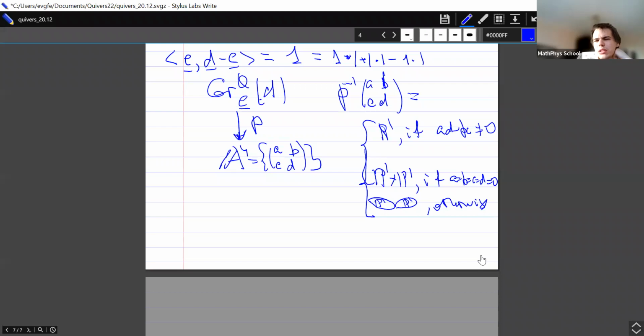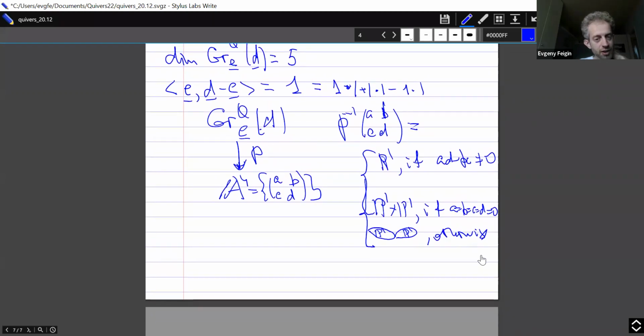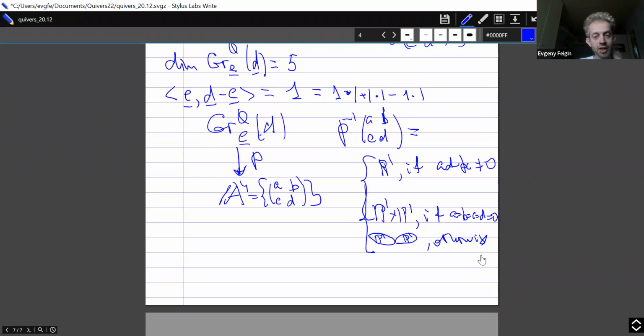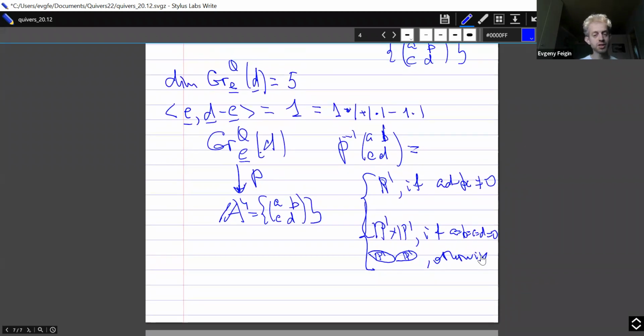Why is this P1 if it's non-degenerate? Because if it is non-degenerate, then this map has no kernel, right? I mean the matrix ABCD. As we decided, P inverse of a matrix is just a pair of two one-dimensional subspaces, one in the first two-dimensional space, another in the second. One is mapped to another, but the map has no kernel. Therefore, if you fix the first one-dimensional space, then the second is completely fixed. Ah, okay, yes.